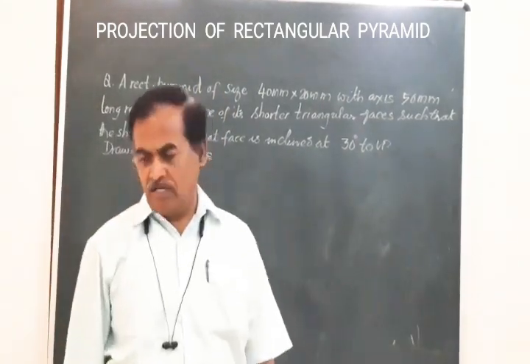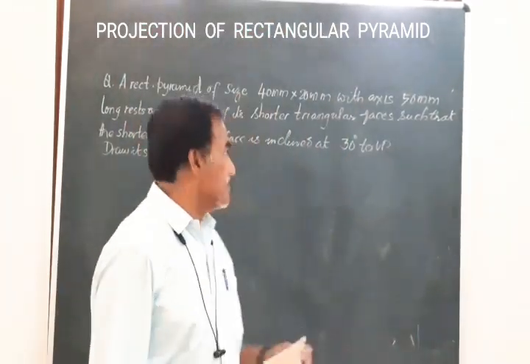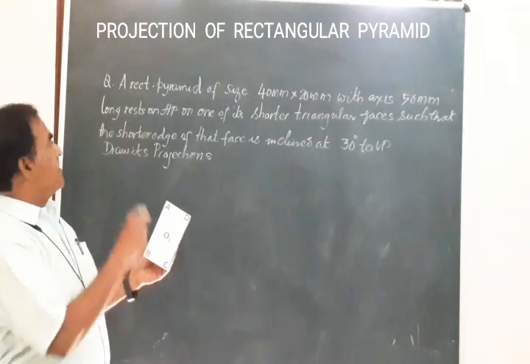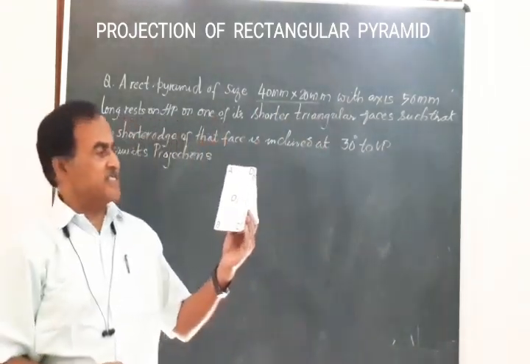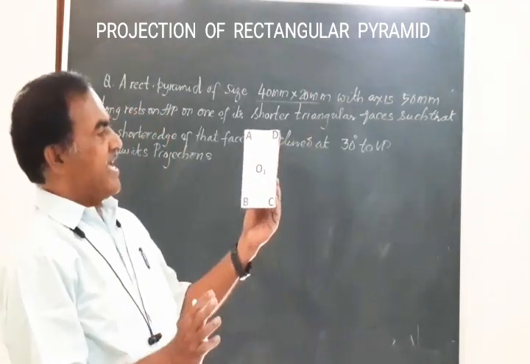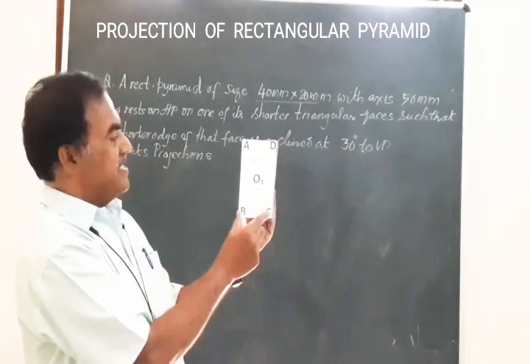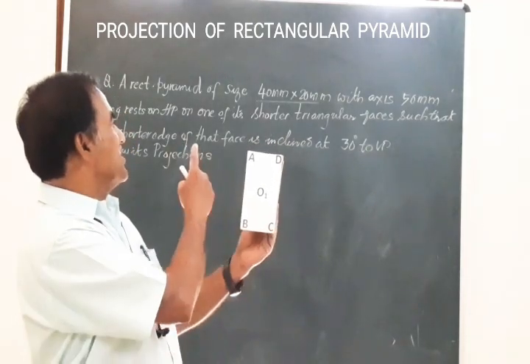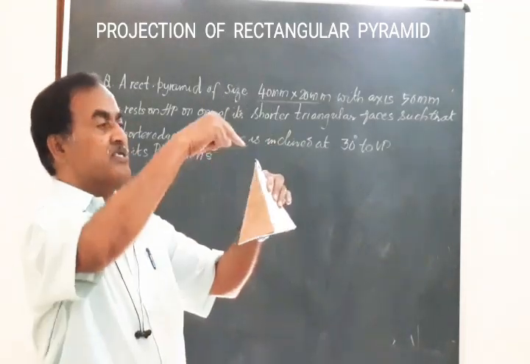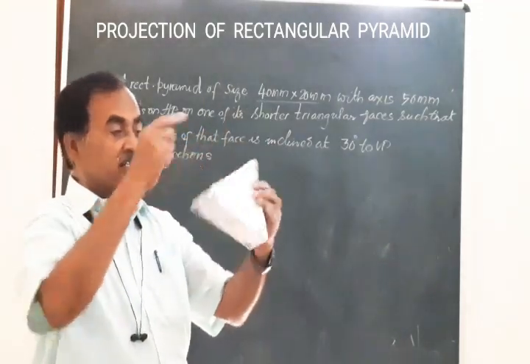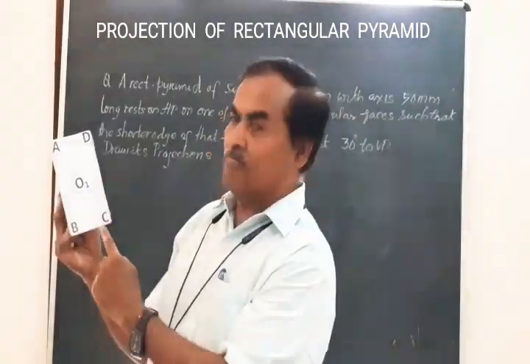Friends, first of all, basically you have to analyze the given problem. He says we have a rectangular pyramid of 40 millimeter into 20 mm. If you take this as the rectangular pyramid, the dimension AB, the longer side measures 40, the shorter side BC measures 20, and the height measured from O1, the center of the base, to the vertex is 50 millimeter. He said it rests on the shorter edge BC.